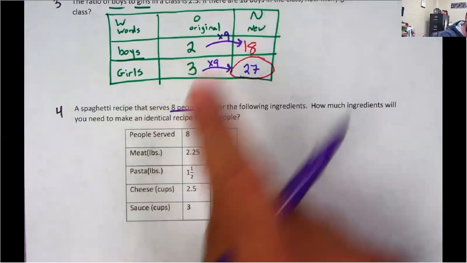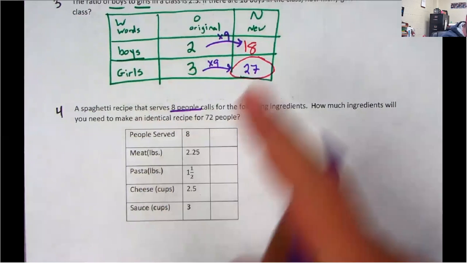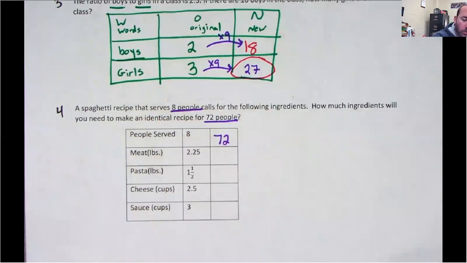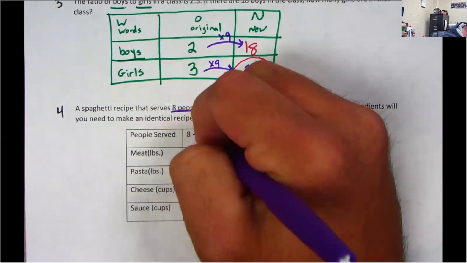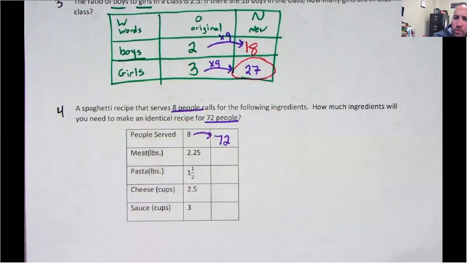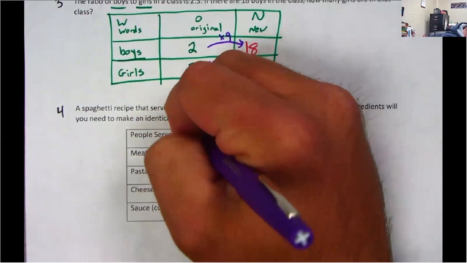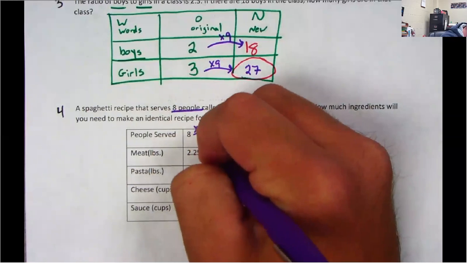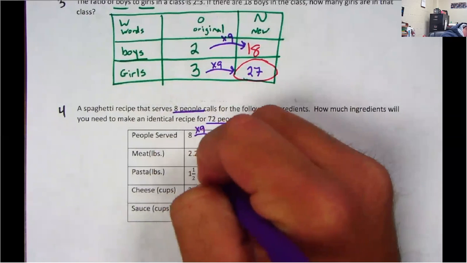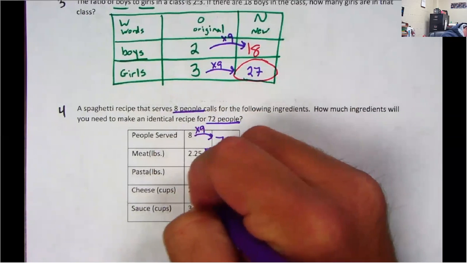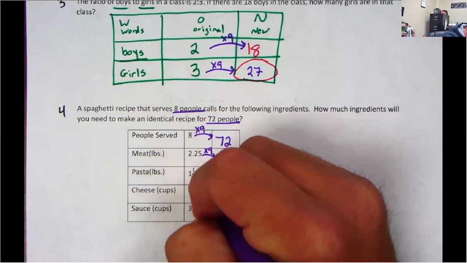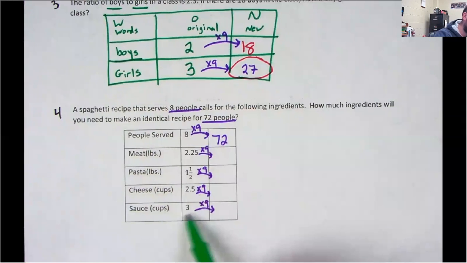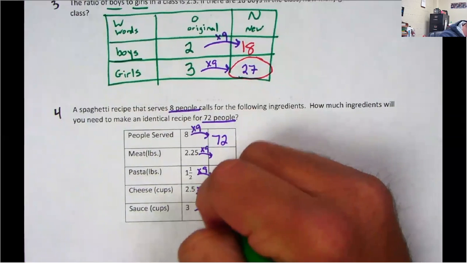Well, guys, check it out. Here's 8 people, so there's people served. We're now going to go to 72 people, so that comes up here. So, guys, how would you go from 8 to 72? Don't you multiply by 9? So, guys, you've got to take all these numbers and multiply them all by 9. And then you will have your answers. So let's see. I'm going to do the easy ones first. 3 times 9 is 27.